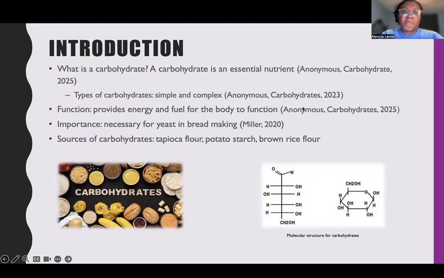So introduction, what is a carbohydrate? A carbohydrate is an essential nutrient consisting of sugar or starches. There are two different types of carbohydrates, that being simple carbohydrates and complex carbohydrates. Simple carbohydrates are digested quickly and send glucose immediately to the bloodstream, whereas complex carbohydrates are digested slowly and are released slowly into the bloodstream.